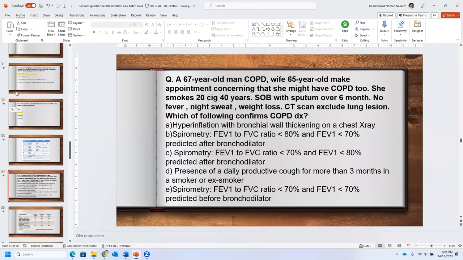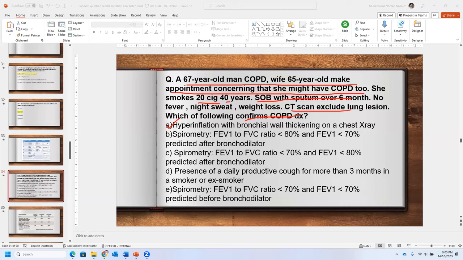All right. Next question. A 67-year-old man with COPD, his wife, 65 years of age, makes an appointment concerning that she might have COPD too. She smokes 20 cigarettes for 40 years. Shortness of breath with sputum over 6 months. No fever, night sweat, weight loss. CT scan excludes any lung lesion. Which of the following confirms the COPD diagnosis?